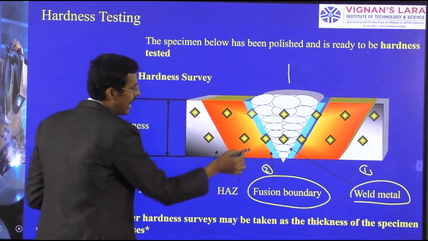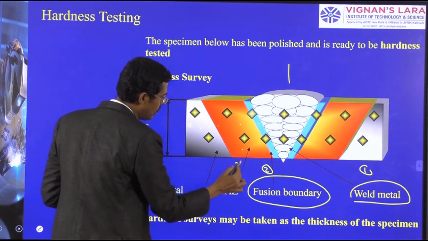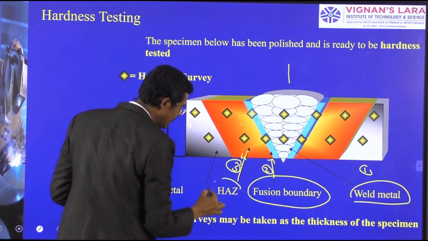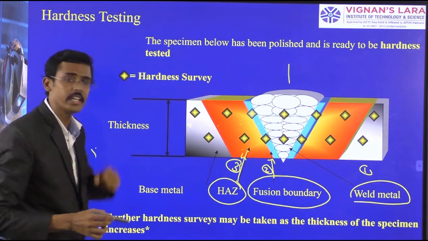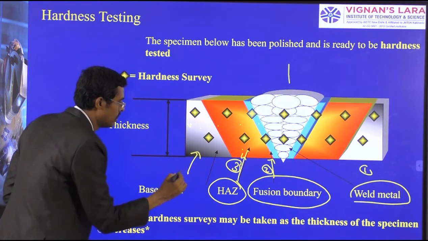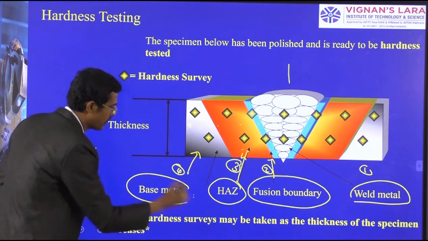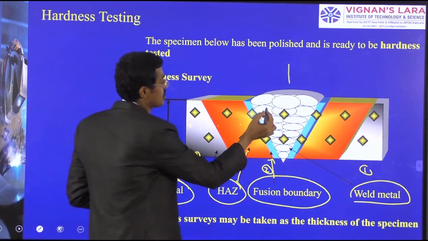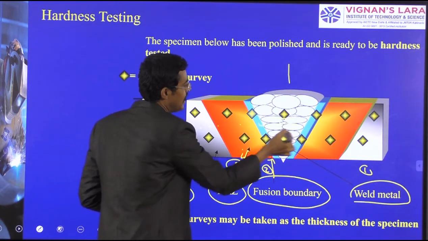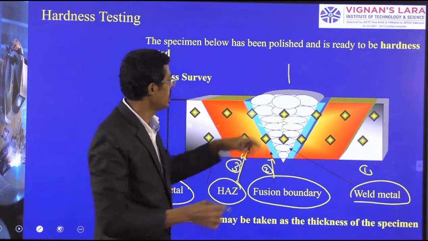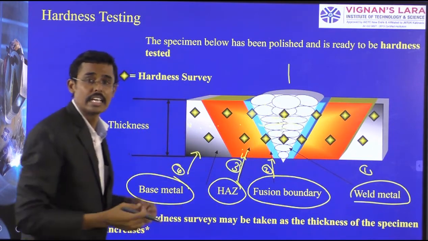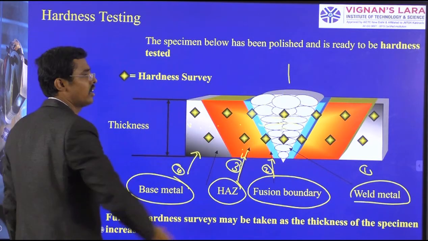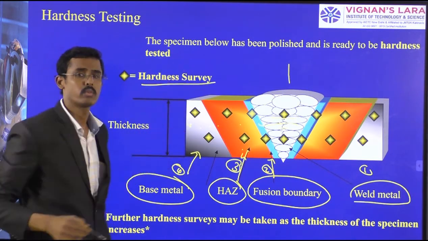Then the fusion boundary, and I am naming this zone as the third one, the heat affected zone. Here also we should do the indentation. And lastly, the fourth one is the base material, where we have to check this testing process, and also with respect to top layer, center layer, bottom layer. So indentation we have to do everywhere. Multiple readings we will get accordingly, then we should average those. So this is how the hardness survey we have to take.